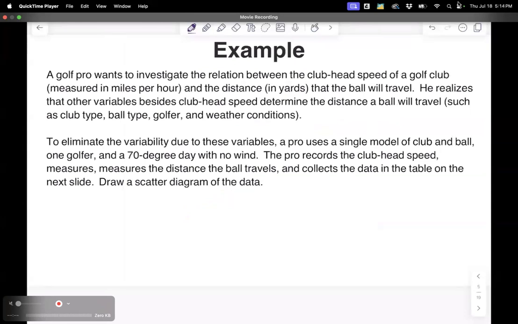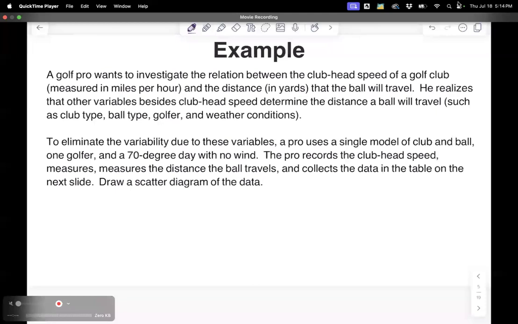Okay, so here's an example. There's a golf pro. He wants to investigate the relationship between the club head speed, so how fast he swings the golf club, and how far the ball travels. It doesn't take a rocket scientist to determine that it's going to go farther if the golf club is going faster. Duh. So he wants to make sure that he is eliminating as much bias and as many problems as possible. If I had different people swinging the clubs, different things would happen. If I had different club types, different ball types, or weather conditions, different things would happen.